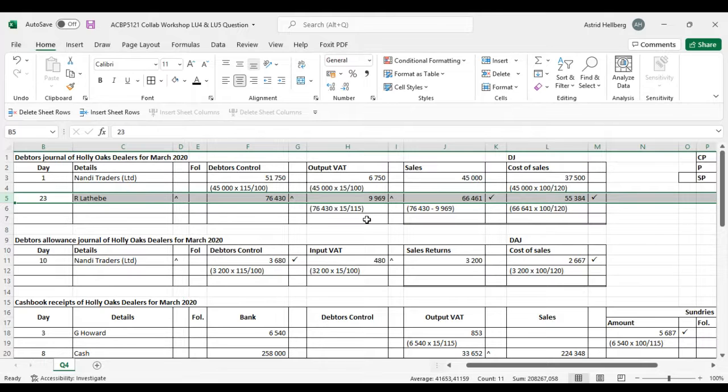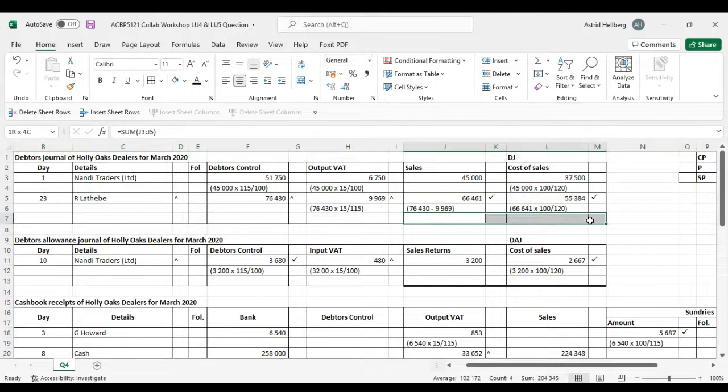Okay, and because we can see these are the last ones, I'm just going to total the sales and the cost of sales column while we're busy with it. So our total sales was 111,461, and our cost of sales was 92,884. And the debtors allowance was 3,200 and 2,667.